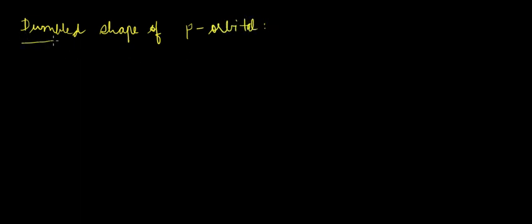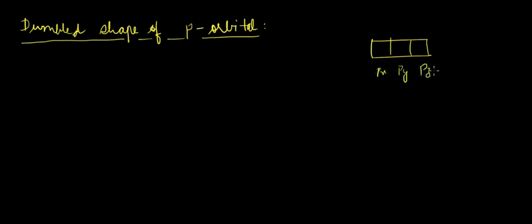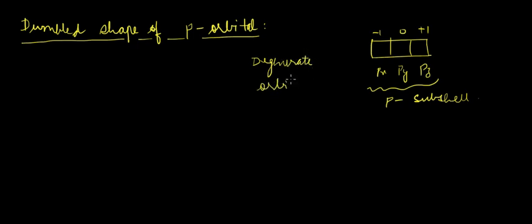So let's draw the subshell, p subshell. So it would be something like px, py, and pz, minus 1, 0, and plus 1. This is p subshell. So these are degenerate orbitals, as they have same energy level.